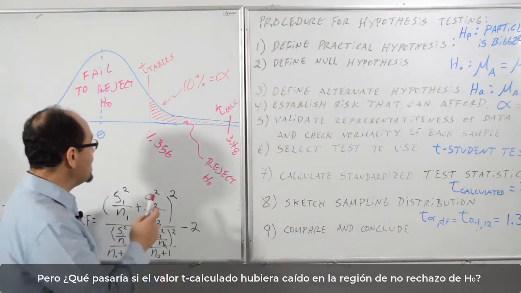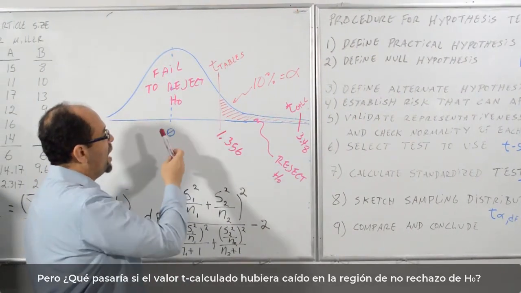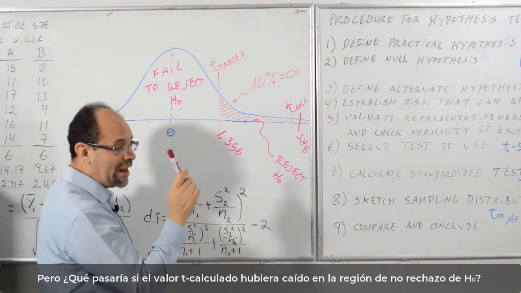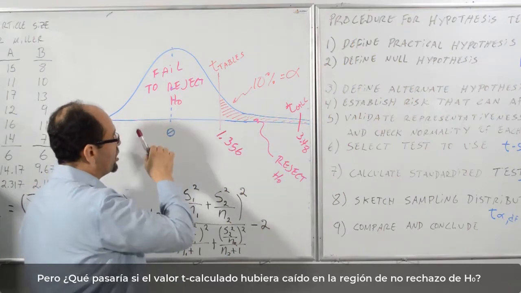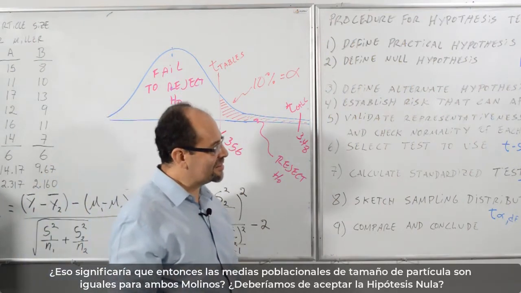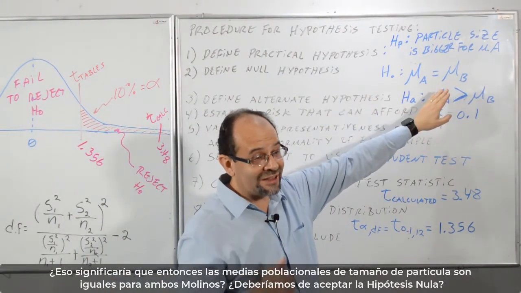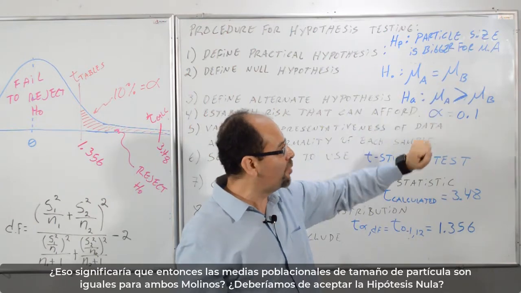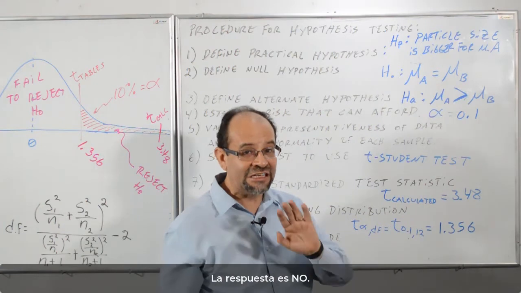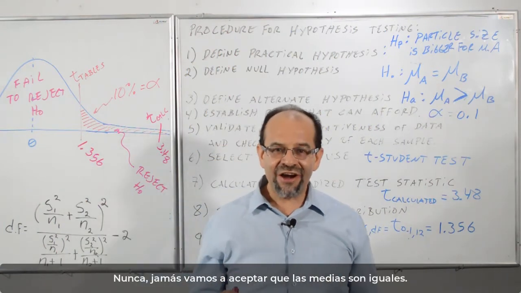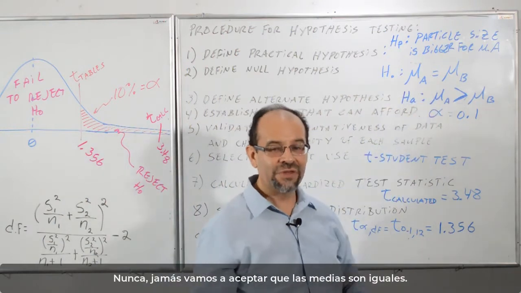But what about if we were having a value in this region? If the standardized test value calculated were in this region, does that mean that the means are the same, assuming that we are in that area, that we are not rejecting the null hypothesis? Should we accept that they are the same? And the answer is no. We never ever are going to accept that they are the same.